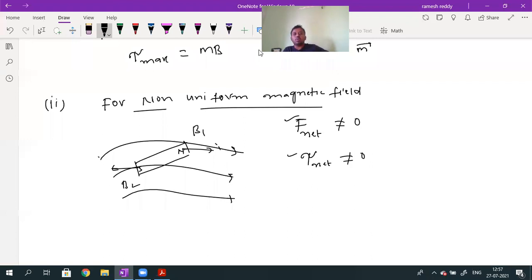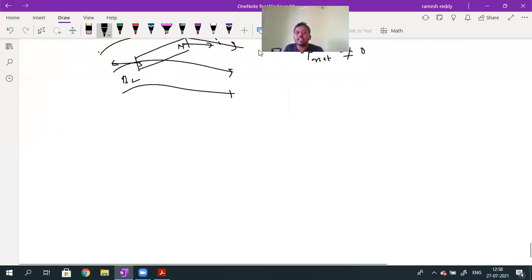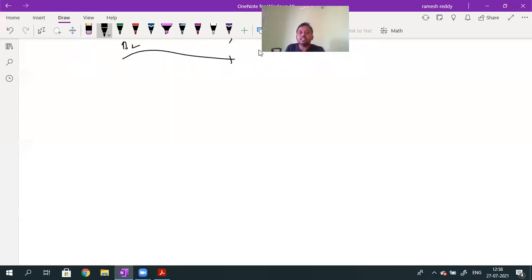Whenever the field is uniform, the net force value is 0, but the net torque value is not 0. Whenever the field is non-uniform, neither the net force nor the net torque will be equal to 0. So this is the point you should remember, for uniform or non-uniform magnetic field. After completion of this point, the next one: what is the expression for work done for rotating the bar magnet in an external uniform magnetic field?